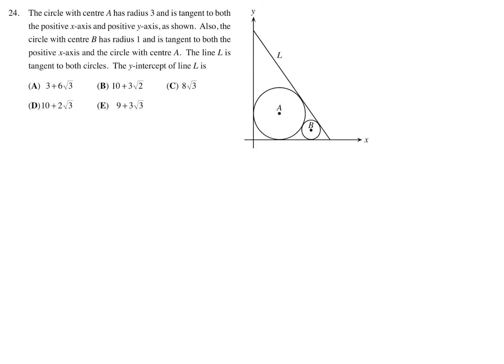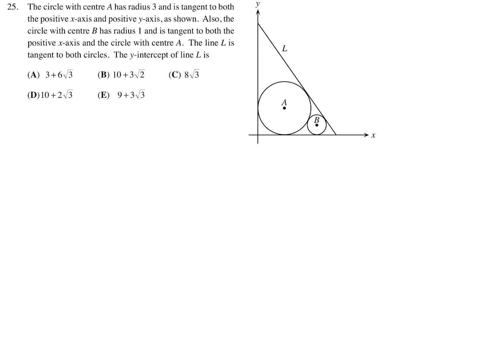I'm going to solve number 24 next, and the number of the question might be different, but the question is essentially the same. The circle with center A has radius 3 and is tangent to both the positive x-axis and positive y-axis as shown. Also, the circle with center B has radius 1 and is tangent to both the positive x-axis and the circle with center A. The line L is tangent to both circles. The y-intercept of line L is.